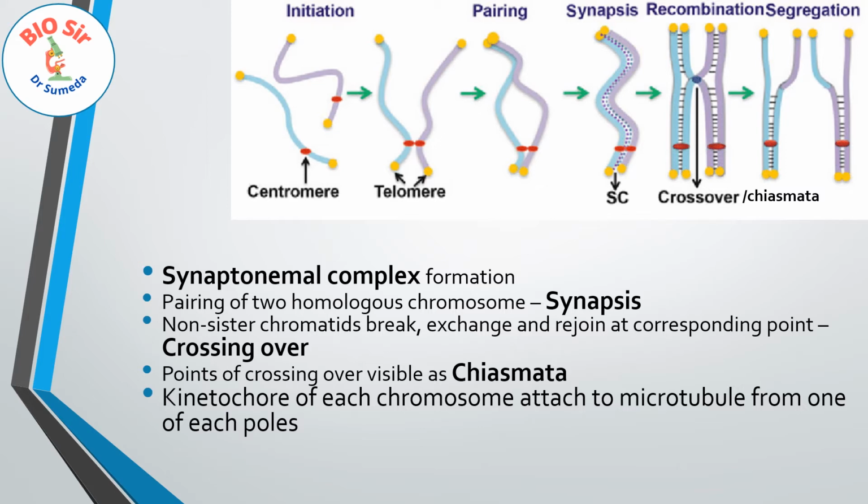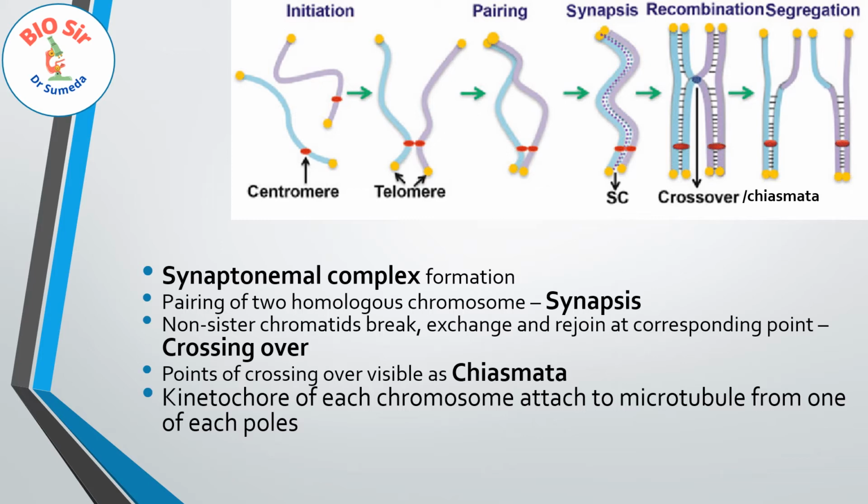Each chromosome's chromatids will break, exchange, and rejoin at the corresponding point of the other chromosome. The points where the crossing over happens, which are visible, you call chiasmata. When the kinetochore is formed, there's a separation of the two chromosomes with new chromosomes formed. You call it recombination. So the genetic material will be changed.